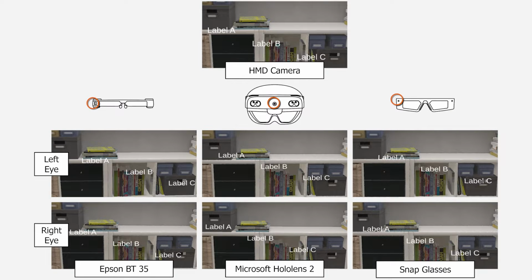We measured the offset between the built-in camera and the user's eyes for 3 commercially available devices to illustrate the differences between the built-in camera view and the user view. Note the varying backgrounds behind the text labels in each view.